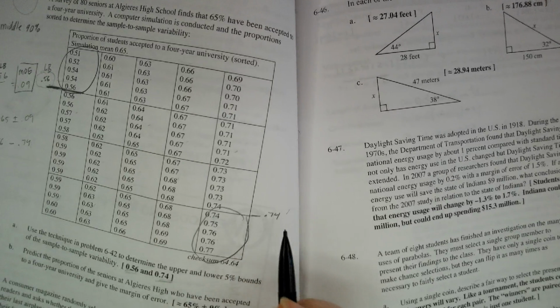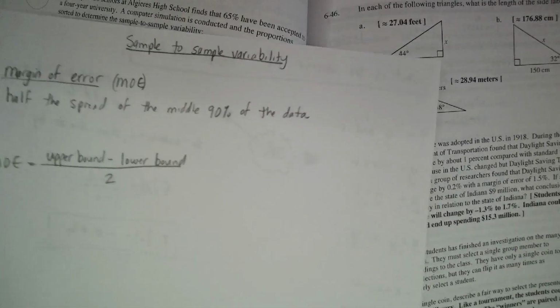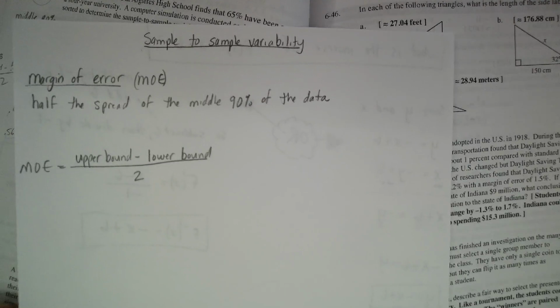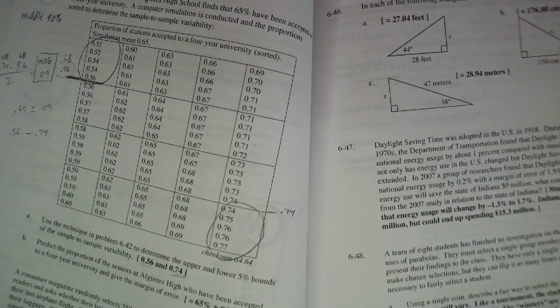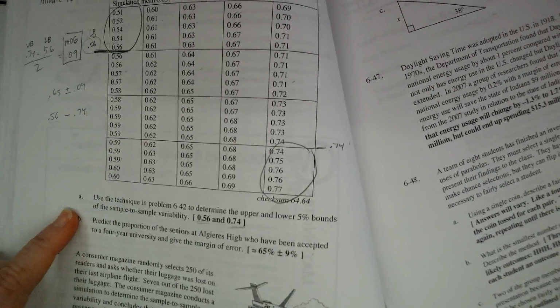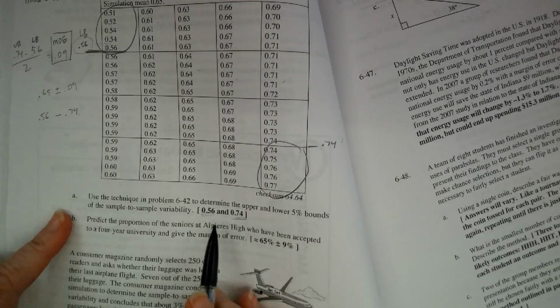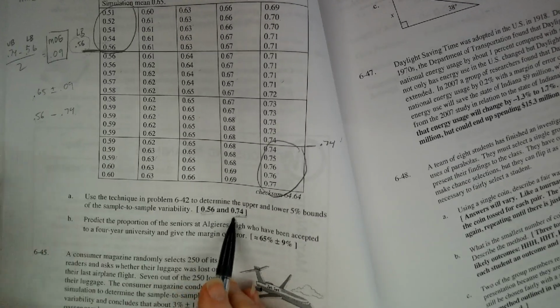I wrote this out so it'd be a little easier to understand. Well, actually, first, I don't even want to do this yet, because that is the answer that they want for letter A: the 0.56 and the 0.74. Those are the lower bound and upper bound, okay?